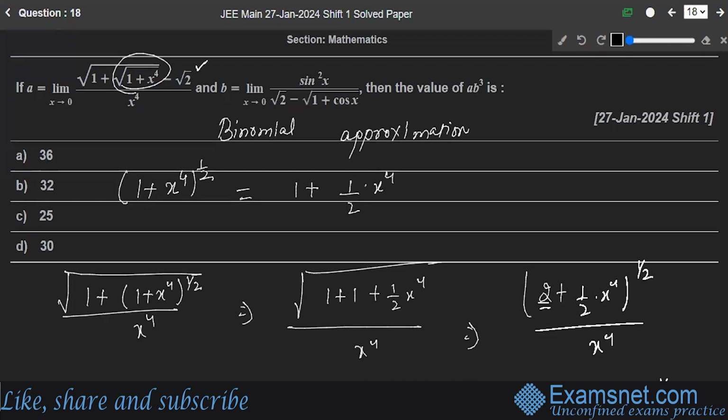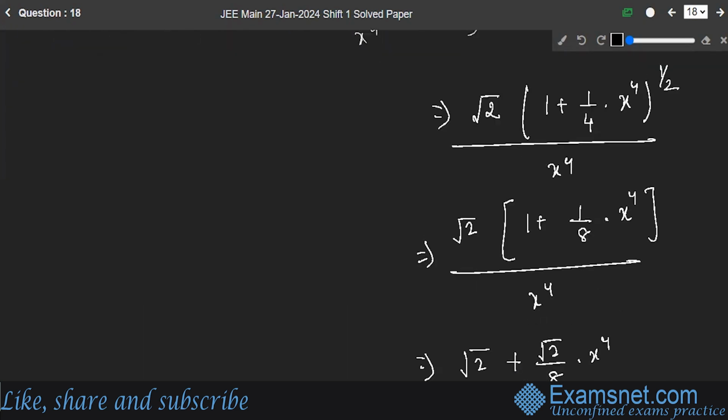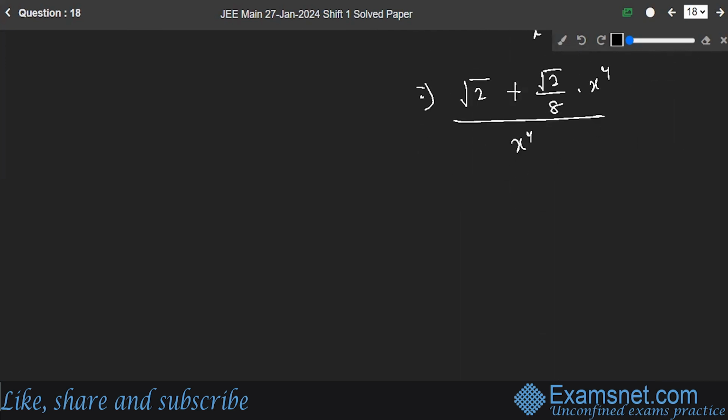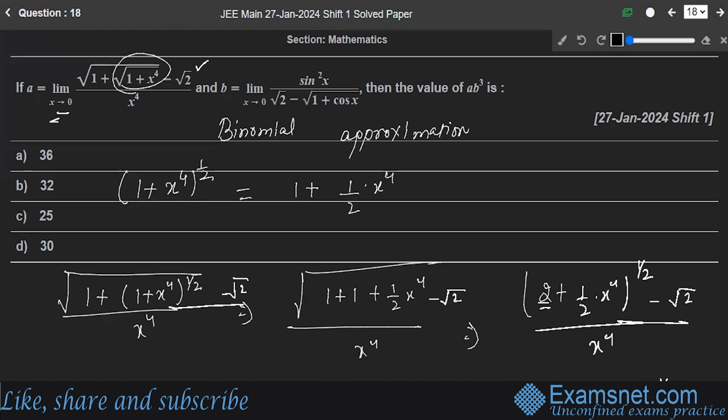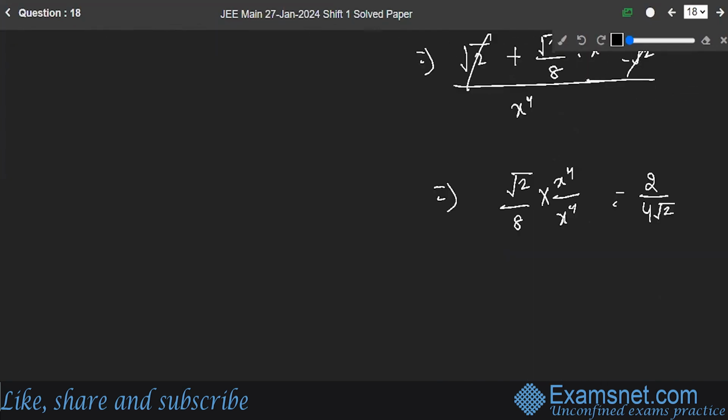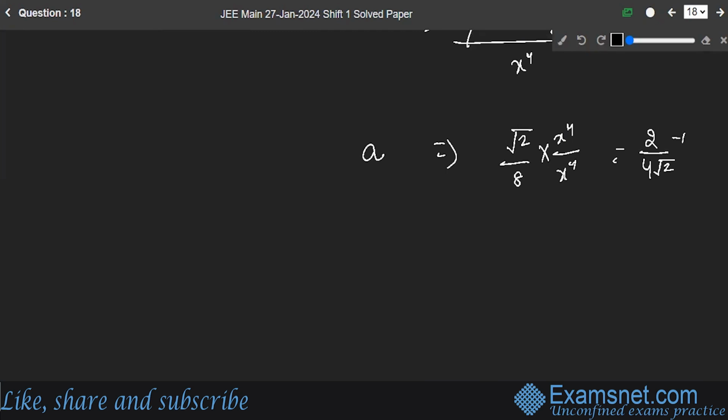One thing I missed in the question, this root 2, I didn't write that. Minus root 2, minus this, and minus this. This will cancel. And you have root 2 upon 8 into this upon this, or you have 2 upon 4 root 2. Okay, this was your value, because I didn't need it for x approaching 0. This was your value for A. Okay, let's say this is 1.